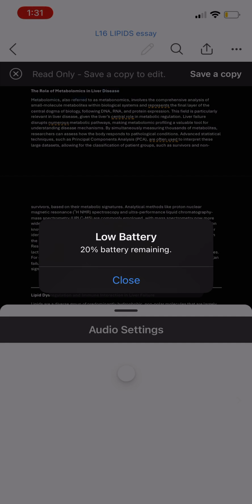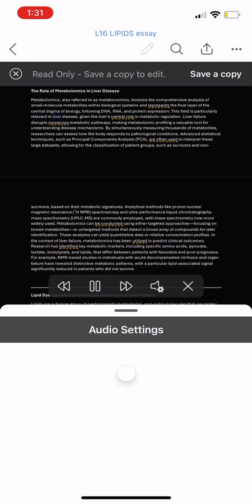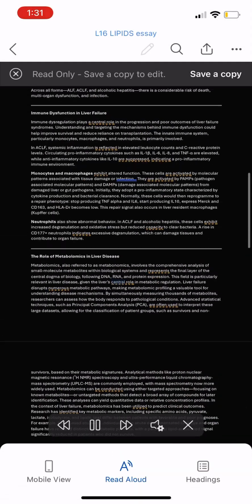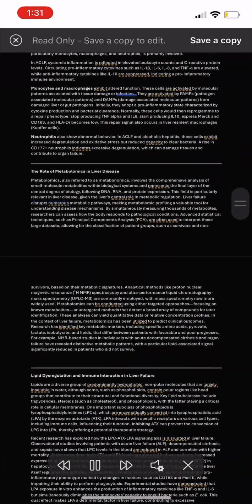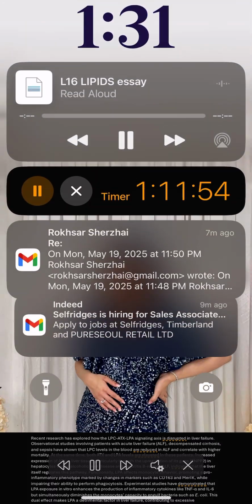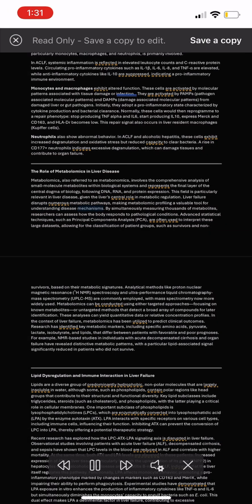Metabolomics, also referred to as metabonomics, involves the comprehensive analysis of small molecule metabolites within biological systems and represents the final layer of the central dogma of biology, following DNA, RNA, and protein expression. This field is particularly relevant in liver disease, given the liver's central role in metabolic regulation. Liver failure disrupts numerous metabolic pathways, making metabolomic profiling a valuable tool for understanding disease mechanisms.